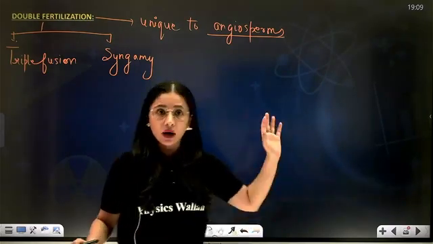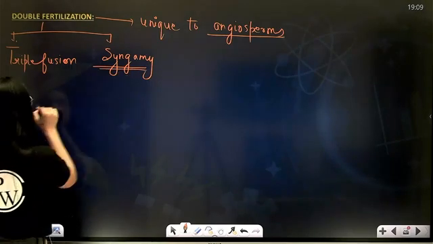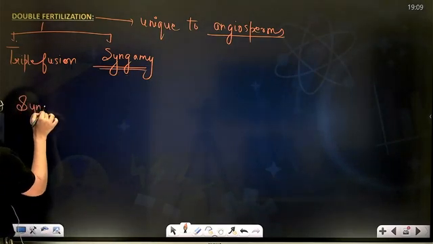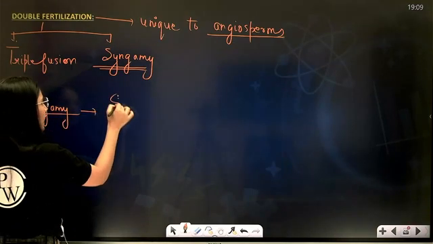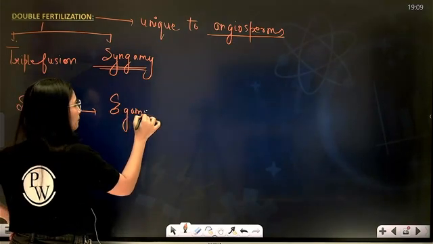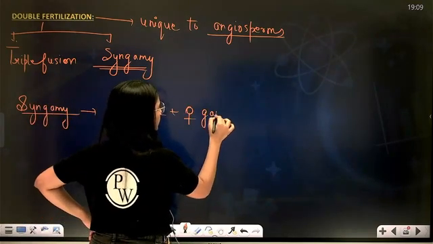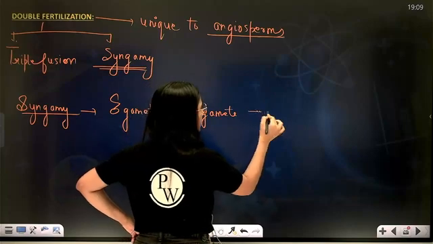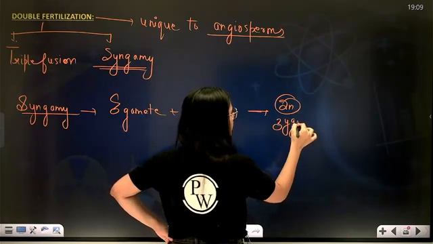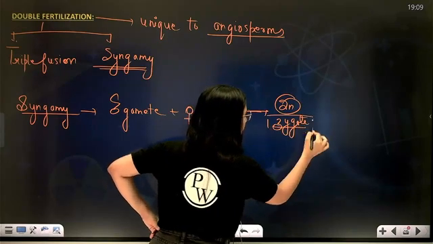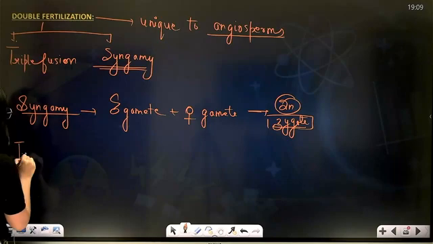Right? Now, what is syngamy and what is triple fusion? Syngamy, if I talk about it, beta, simply means a haploid male gamete fertilizes with the haploid female gamete to form the diploid zygote, which later will develop into the embryo. This is syngamy. What is triple fusion?